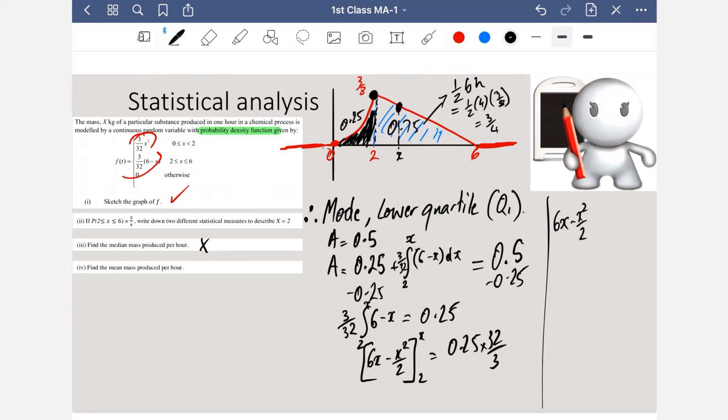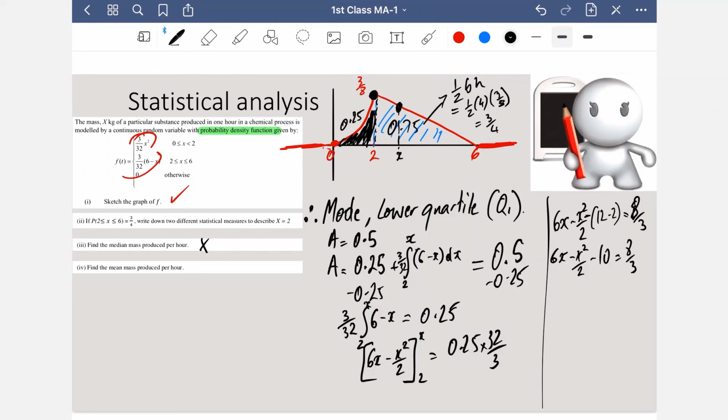And then when I substitute 2, I'm going to get 12 minus 2. Okay, equals, and then on the other side, I'm going to get 2.8 over 3. Okay, so now I've got 6x minus x squared on 2 minus 10 equals 8 on 3.